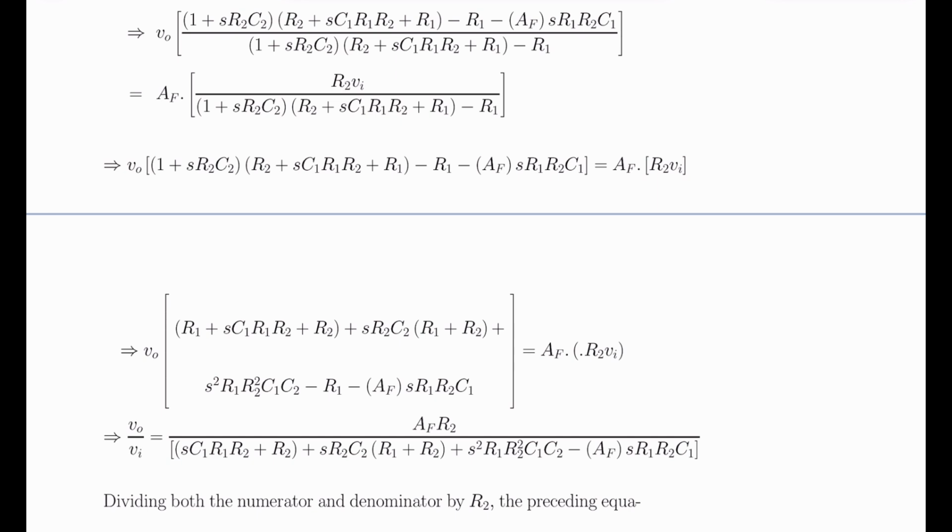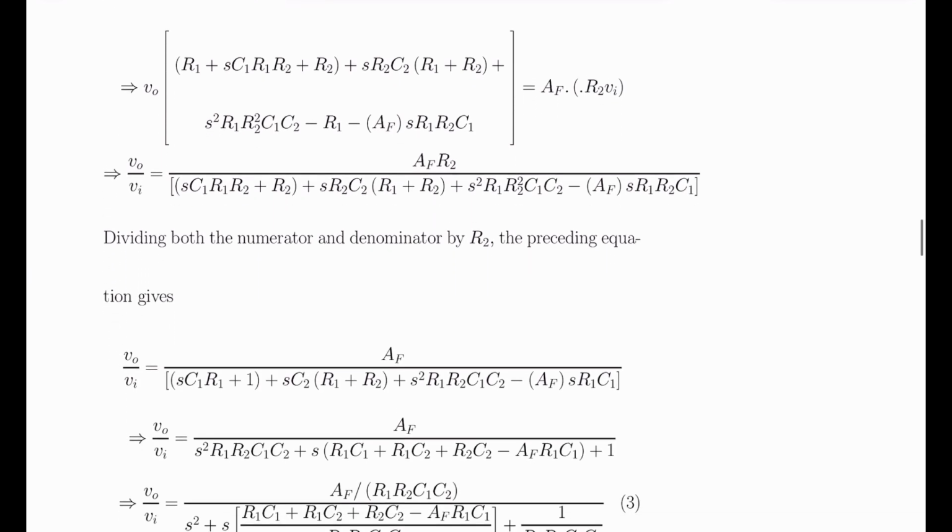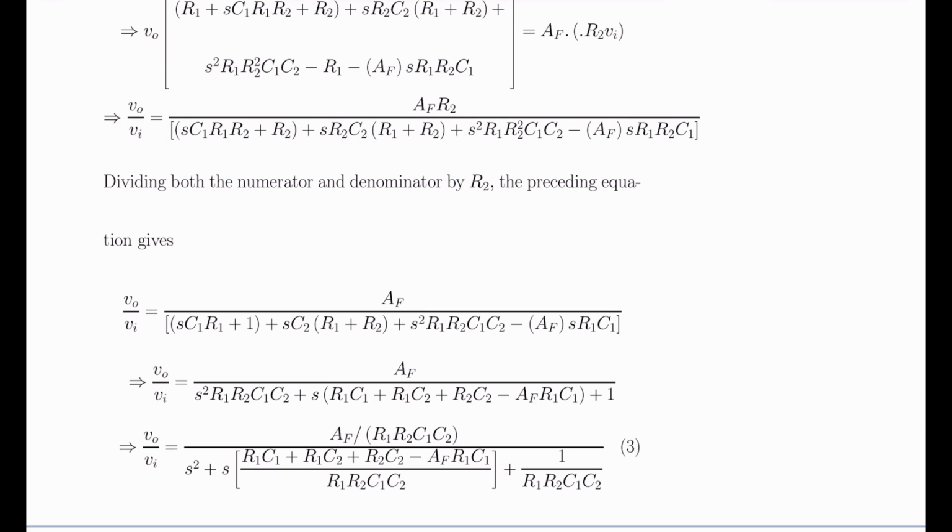Now divide both the numerator and denominator by R2. So what do you get? We get V0 upon Vi is Af upon this term, the same that is written here. What is the difference? Nothing. So V0 upon Vi is simply equal to this term, where we have taken S common here, and all the terms having a factor S are written within this enclosure.